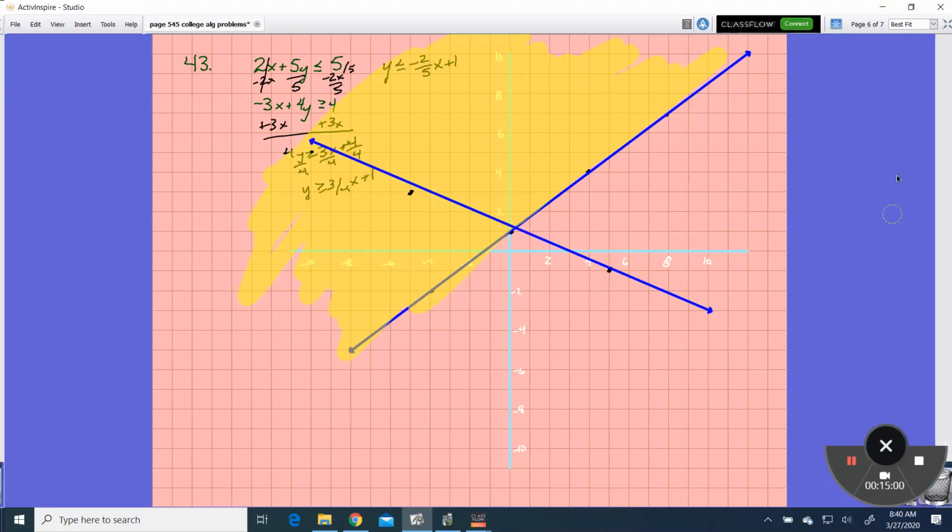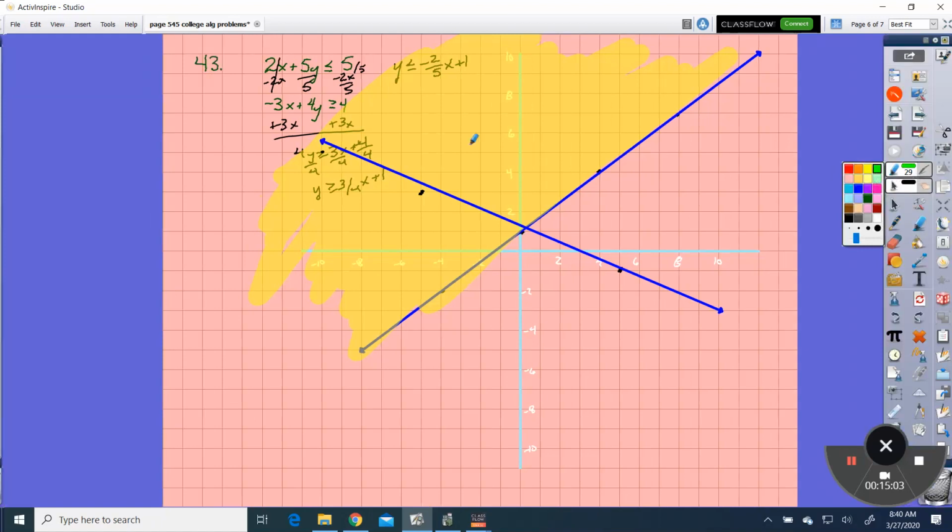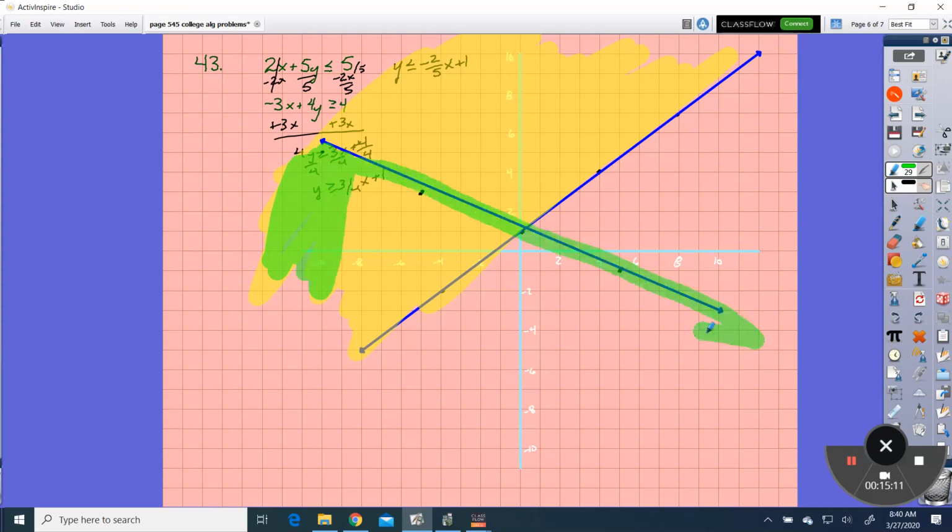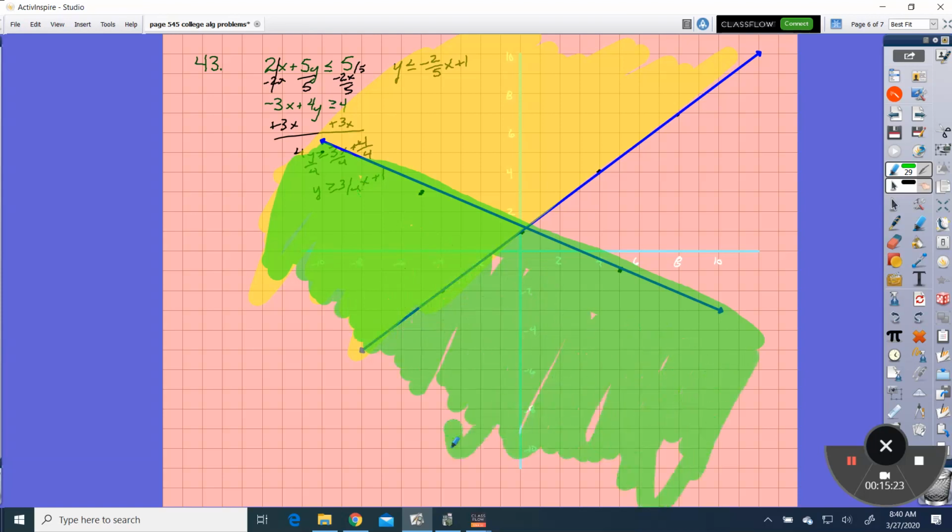Now on this one it says to shade less than that. That's supposed to be below that line, not highlighting the line. So everything less than or equal to that, that's down here. So the only place where they intersect is right here. So my actual solution is just this part, because this is where it works for both equations. Any point in here will work for both equations.